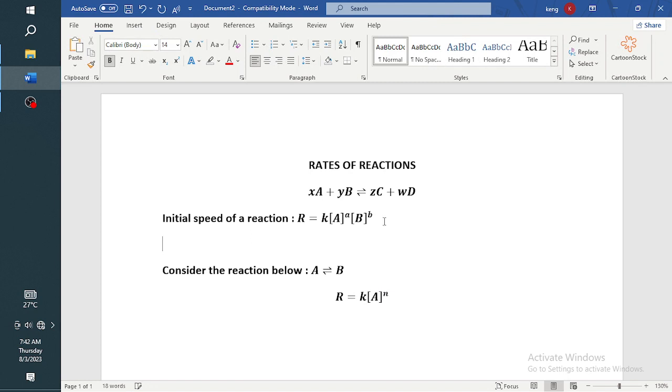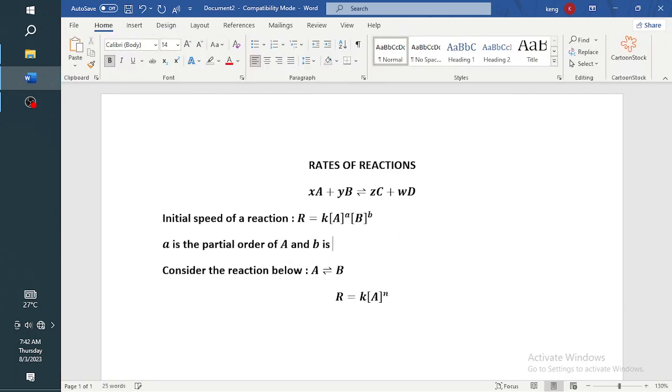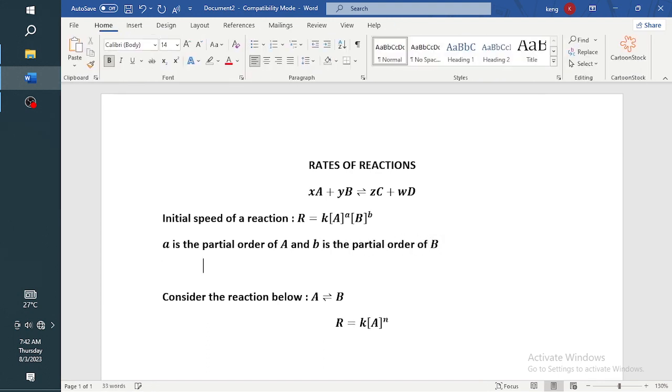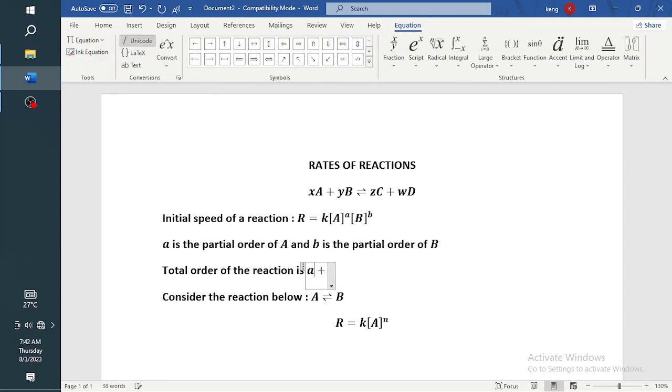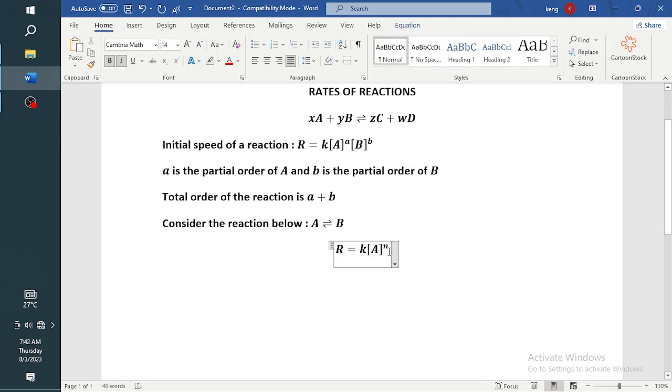In the earlier case, we have that small a is the partial order of reactant A and small b is the partial order of reactant B. So the total order of the reaction is a plus b. Now in this case, you clearly see that the total order is still n because you have just one reactant, so the total order is n.